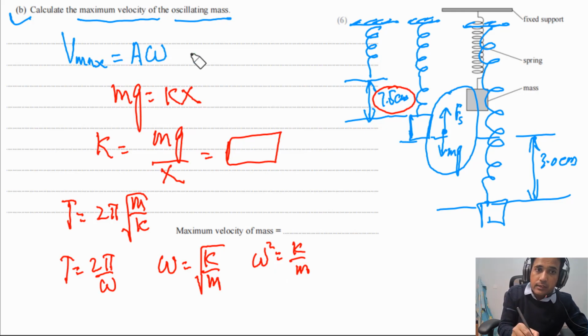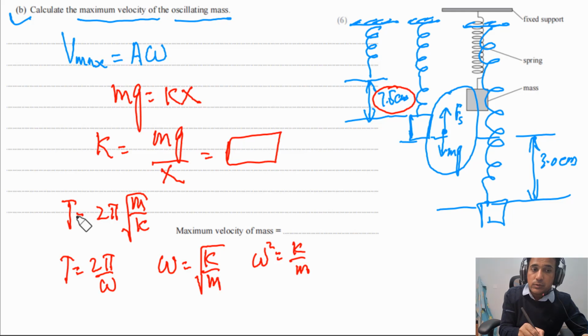Then we can plug in here and we can find the V max. Or you can directly use this one. You can use this, and you can also try to find the value of omega from here, but this is a smart way to answer. So omega you can find out from here. Omega is equal to square root of K over m.